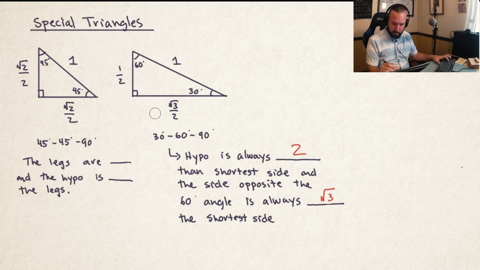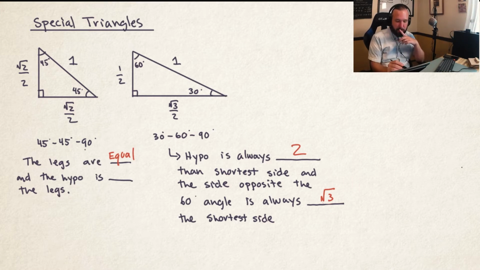All right, what about the 45, 45, 90 triangle? The legs are always blank and the hypotenuse is always blank the legs. The legs are always the same, because this angle is the same as that angle. The two sides opposite them have to be the same as well. So the two legs are always equal. And the hypotenuse is always blank the legs.